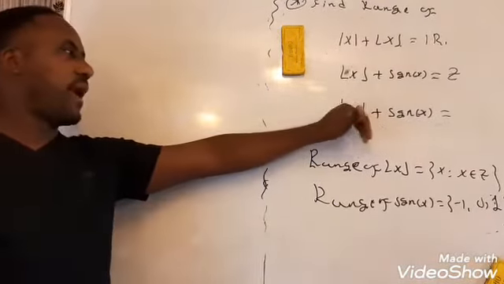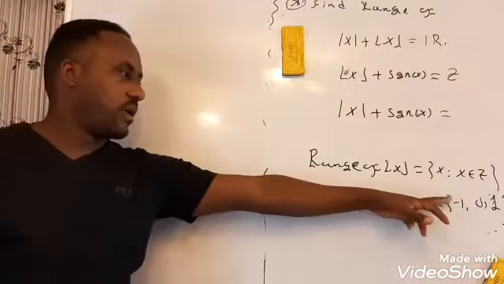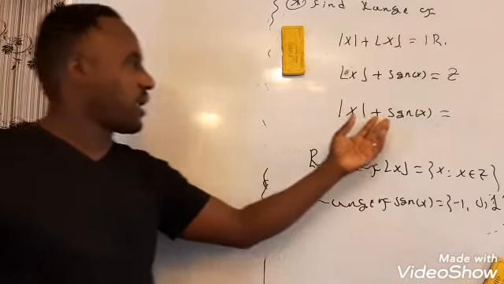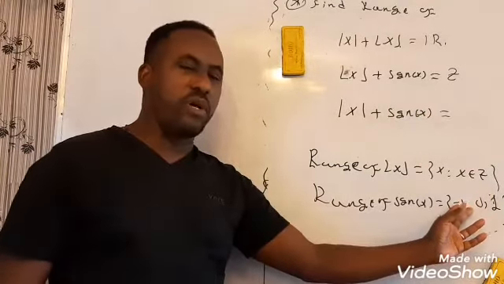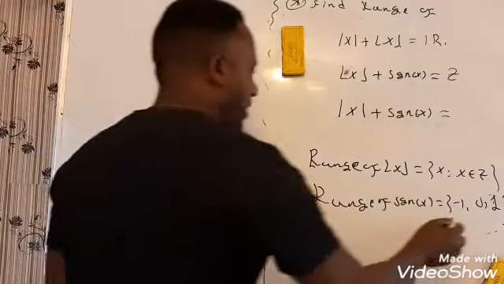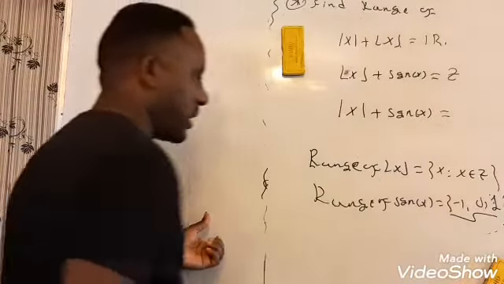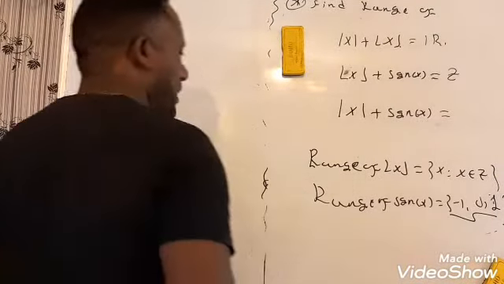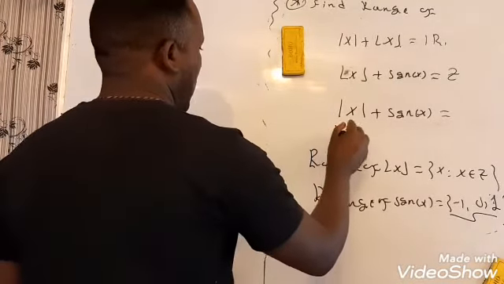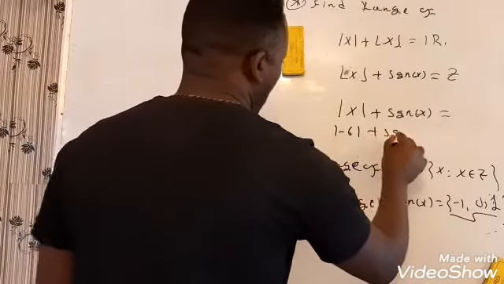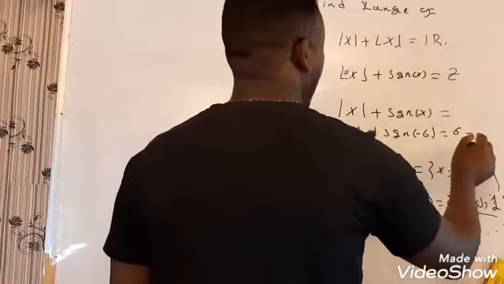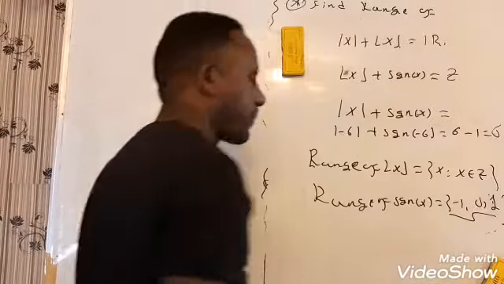The modulus of any real number is positive or zero, and the signum is minus 1, 0, or 1. Let's assume x is minus 6. Minus 6 plus the signum of minus 6: the modulus is 6, 6 minus 1 is 5. That is positive.